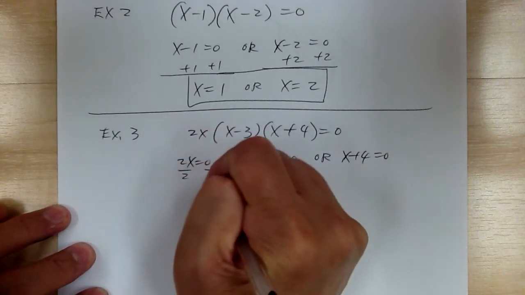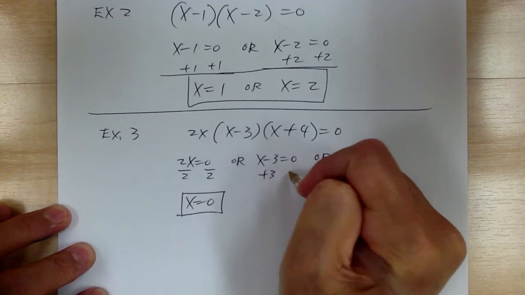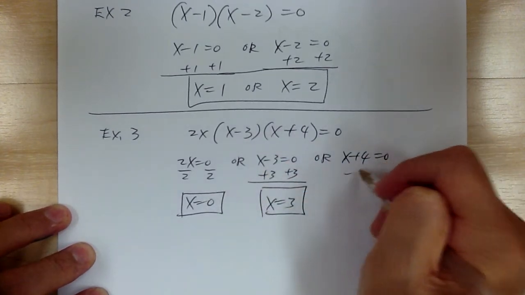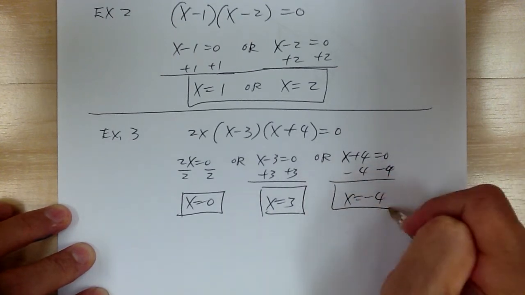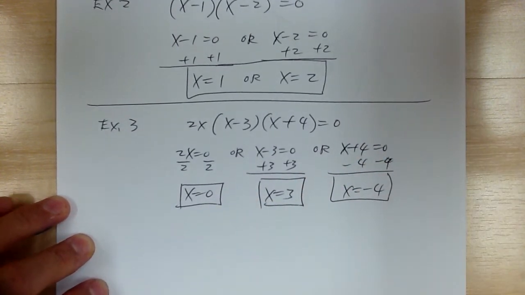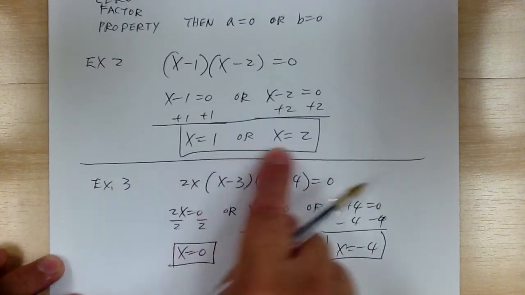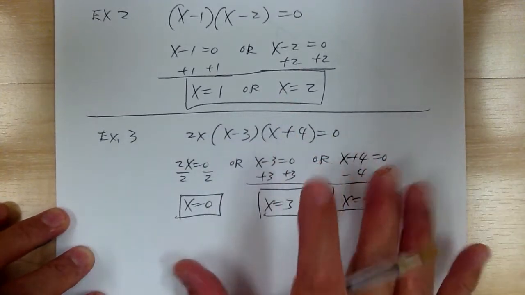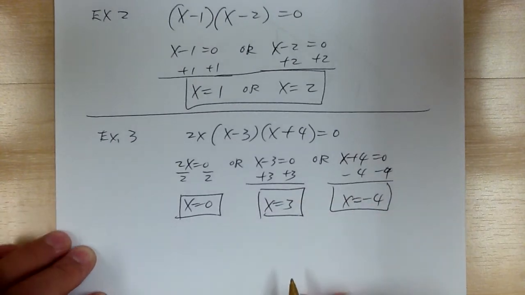Divide by 2, so x equal to 0. You can just box that. Plus 3, so you get x equal to 3, and you can box that. Plus minus 4, so x equal to negative 4. If you box each, that's fine too. But the best thing to do is put an or like this over here. This is probably the best answer, best form. But if you scatter them all over the place, this is fine. I will accept this.